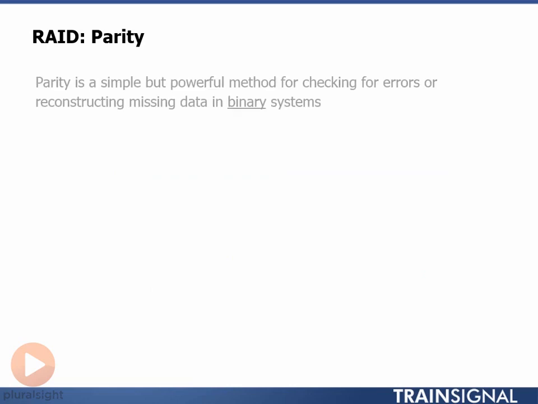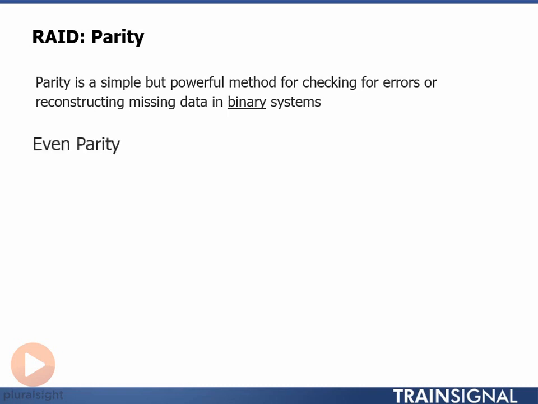Parity is a simple but powerful method for ensuring data integrity and reconstructing lost data in binary storage schemes. I think this is best illustrated with some examples, but before looking at the examples, parity can be either even or odd parity. Which of the two you implement doesn't matter, they both achieve exactly the same end goal with the same overheads. In our examples, we'll use even parity.